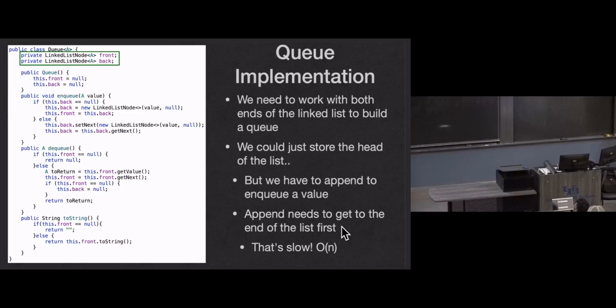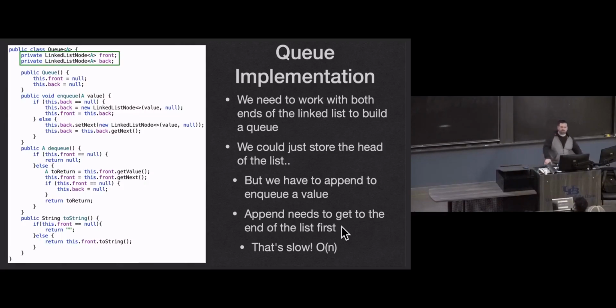With a queue, we need to work from both ends of the linked list. With a stack, we only worked at the front of the linked list. We had a reference to the front, and that was fine. The reference to the first element in the linked list, we got everything done by doing that. With a queue, we need to work on both ends.